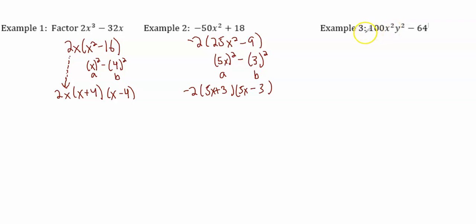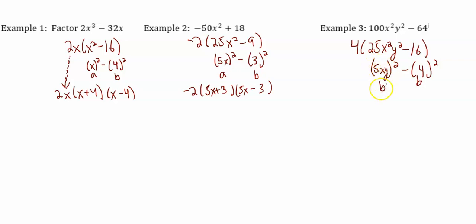Here I have two terms. We're going to pull out a 4. I find it helpful to identify the square roots. Square root of 16 is 4. That's our b. Square root of 25 is 5, and then I have an xy, so 5xy. And then I subtract them, and then I add them. It does not matter if you do the adding or the subtraction first. So these are all difference of squares.